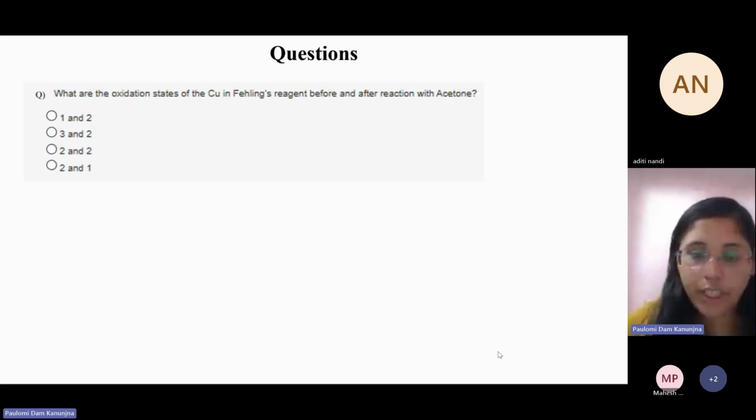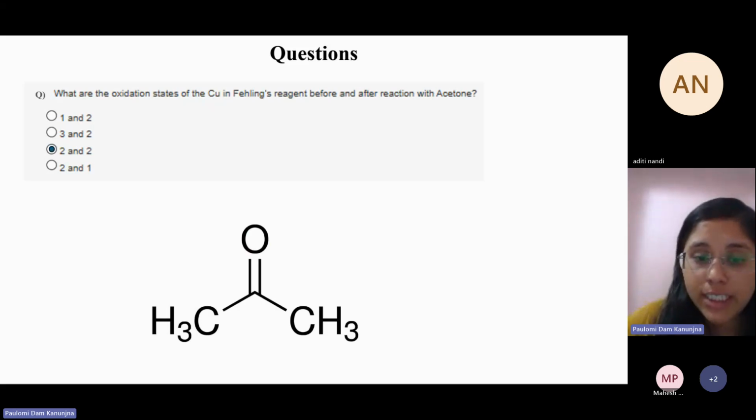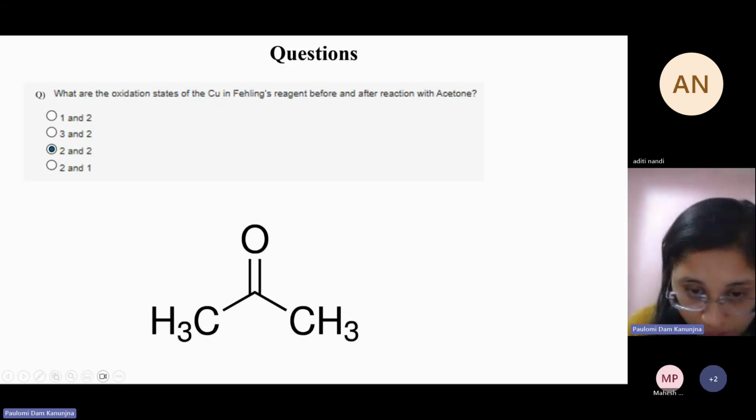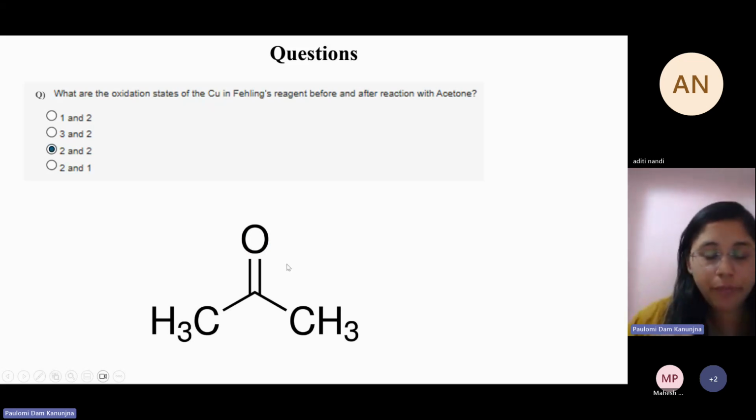All right, let me give you the answer. It's 2 and 2, which means the copper state will not change. That's because acetone has this ketone group. The ketone group does not reduce. It needs a hydrogen, a proton, with itself.